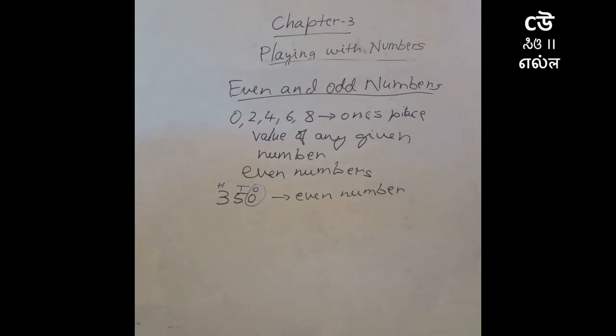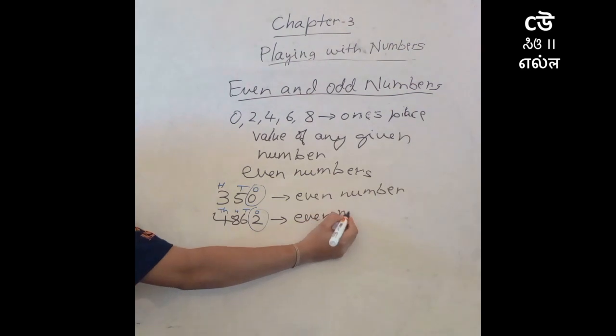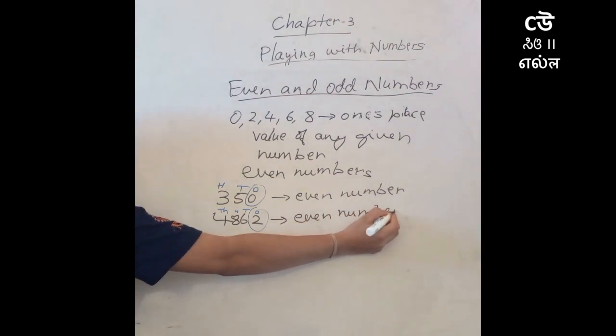Next example is 4862. Here we have ones, tens, hundreds, and thousands. So which place value do we have to see? The ones place value. In ones place value, we have 2. So as we have 2, we can tell that it's an even number. Okay.